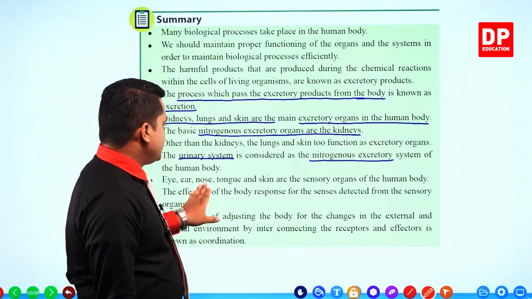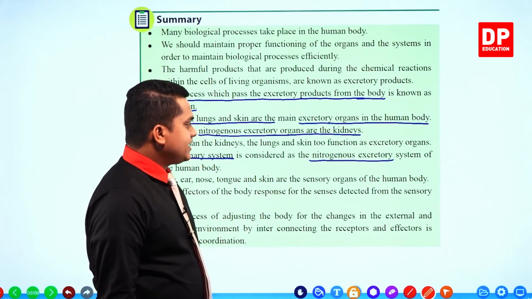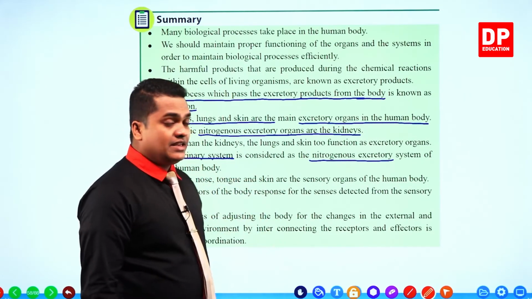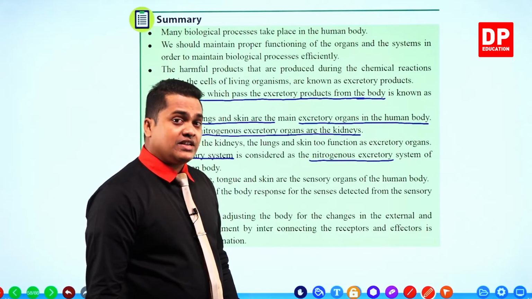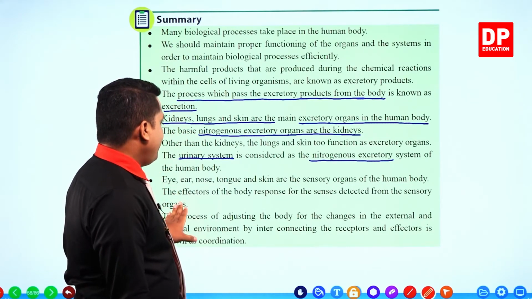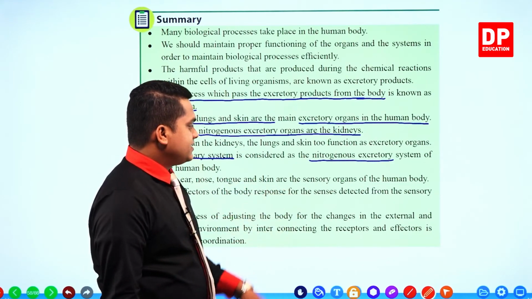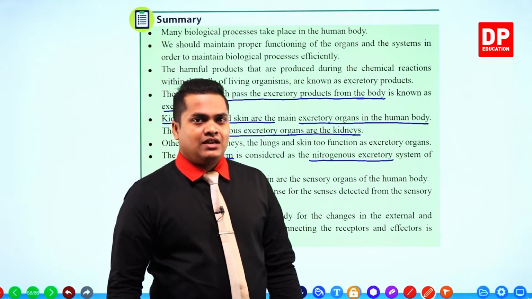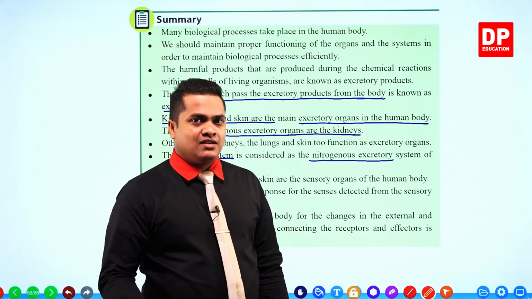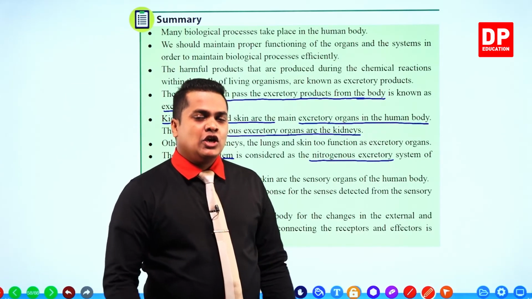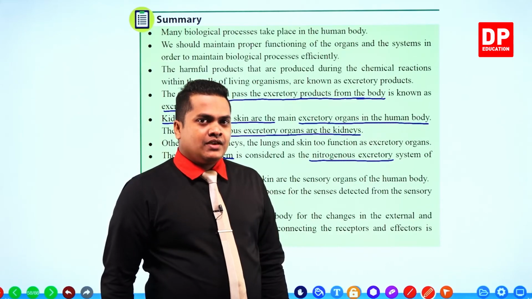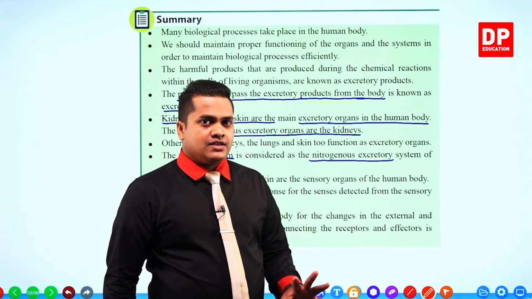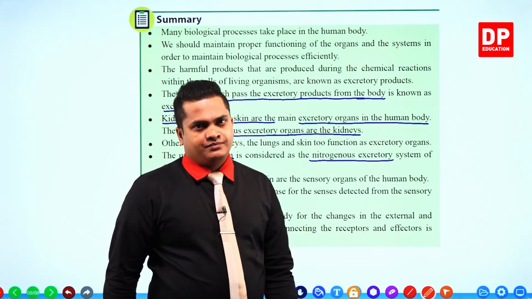Eye, ear, nose, tongue and skin are the sensory organs of the human body. These are called the sensory organs or receptors. The effectors of the body respond to the senses detected by the sensory organs. Effectors means muscles, like the muscles in arms, legs, face and body. According to the information received from the external environment by the receptors, our effectors are going to work.